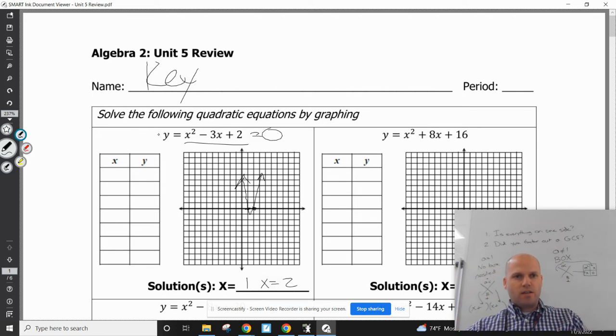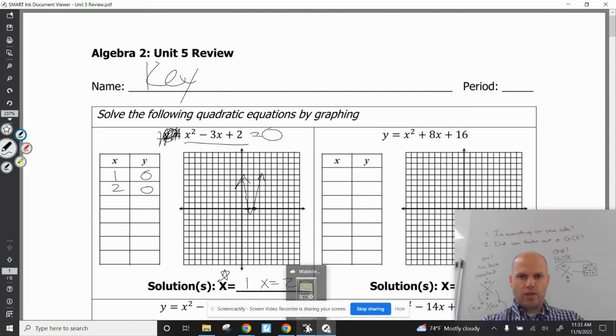We are finding the solution to this equation where my quadratic, my U shape, has a y coordinate of 0. If you want to put the points here, I'm sure other teachers will require you to do that. My students, I just care about the solutions. x is 1 and x is 2. All right, let's go through and do the other ones.